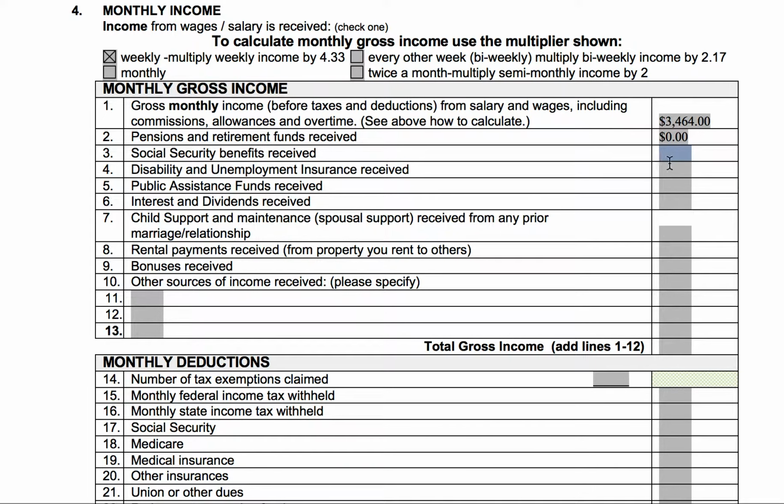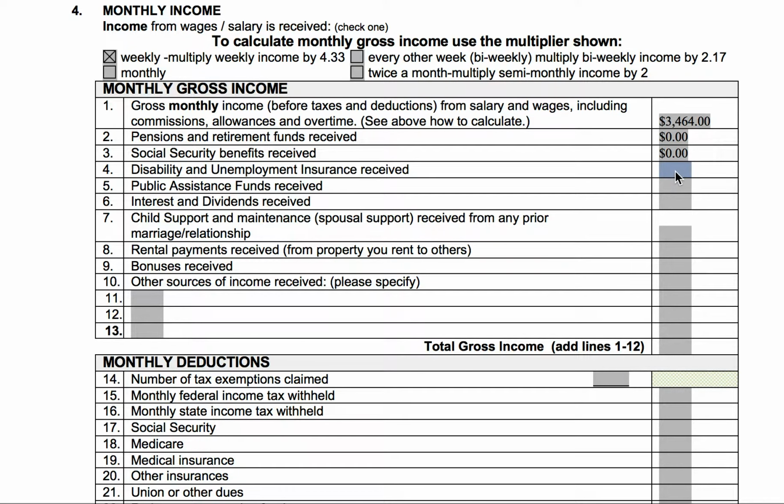On the next line, you'll put in any Social Security benefits that you receive for yourself. At least here at the MJC, we typically don't list Social Security that you receive on behalf of someone else. So if you get it for the benefit of your child or something, we typically do that as an other source of income.